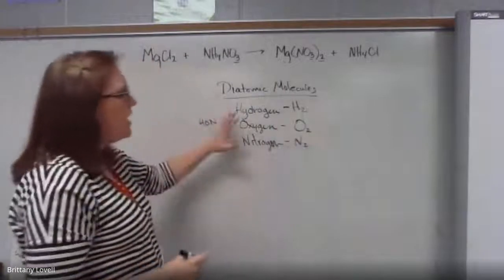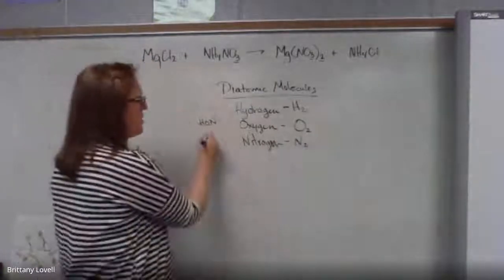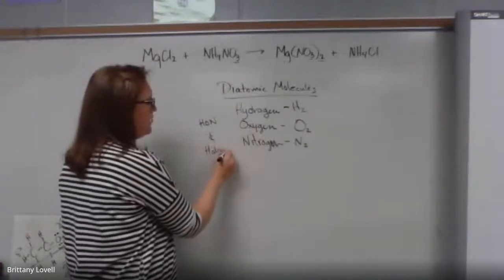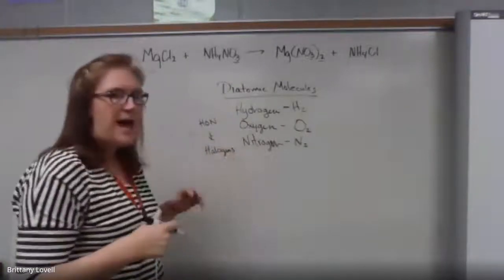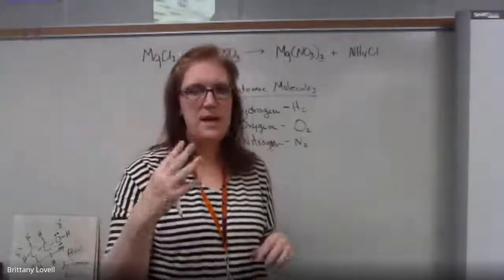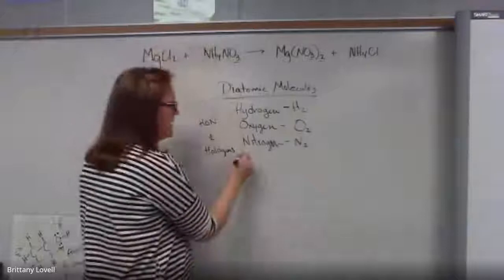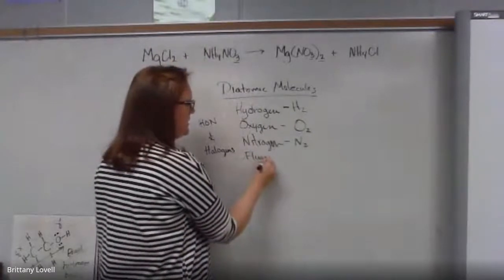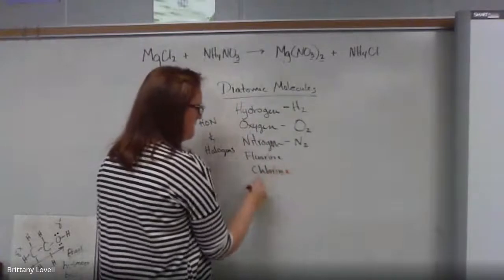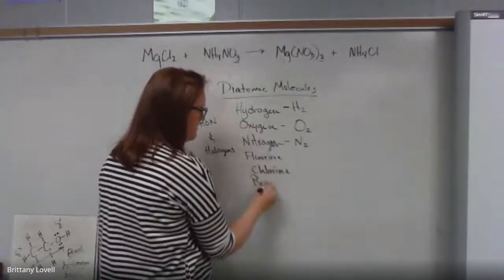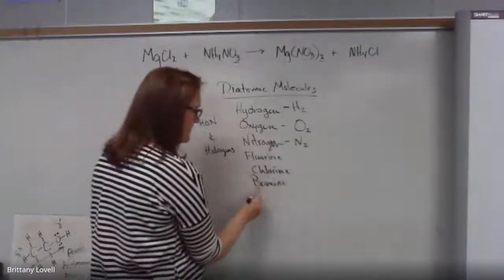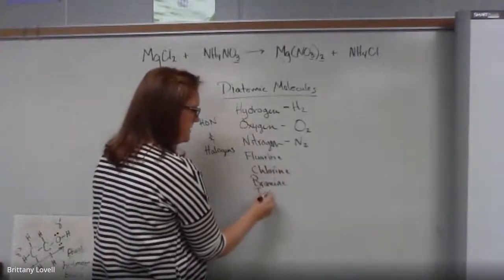Same thing for nitrogen, N2. And then, HON and the halogens, this represents our diatomic molecules. Well, what are we talking about when you mention the halogens? The halogens are group 17 on the periodic table. So that's fluorine, chlorine, bromine, and iodine. So we're going to write those down really quick. Fluorine, chlorine, bromine, and iodine, or if you're British, iodine.